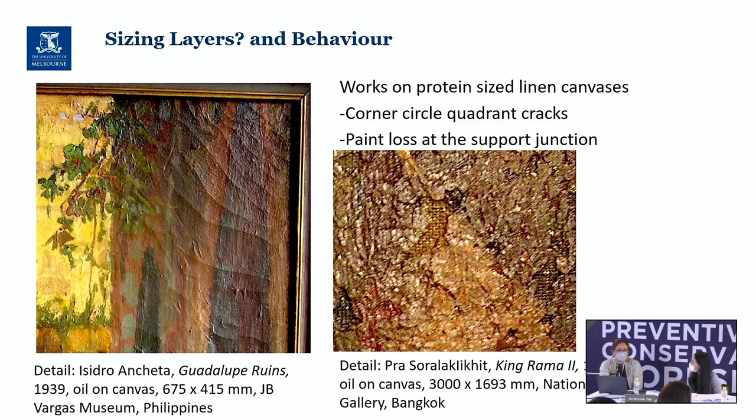And then we can look at different cracks as well. When I see these types of curtain cracks, that's telling me it looks like it's a glue size layer and also that it's been exposed from a very high relative humidity to a low relative humidity.